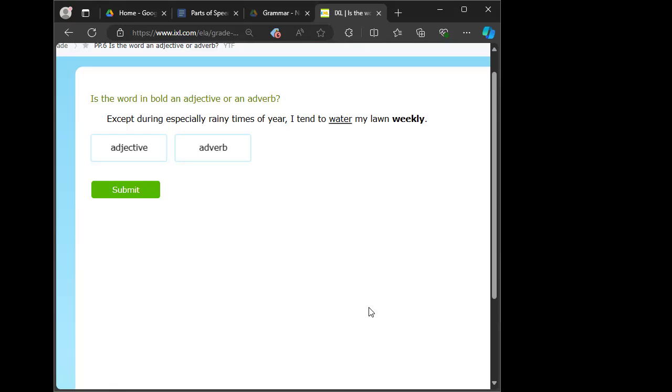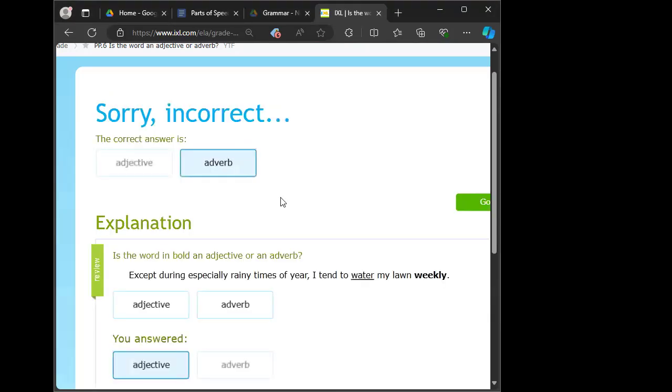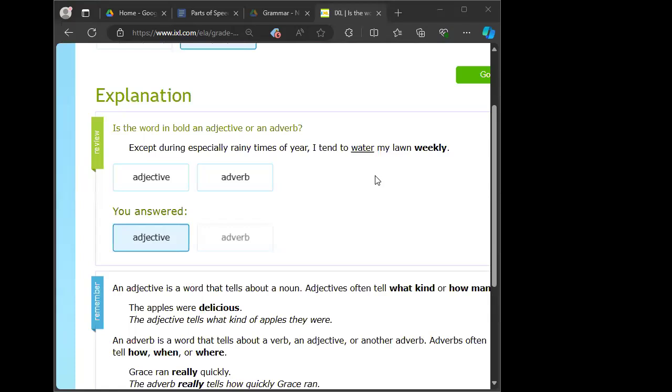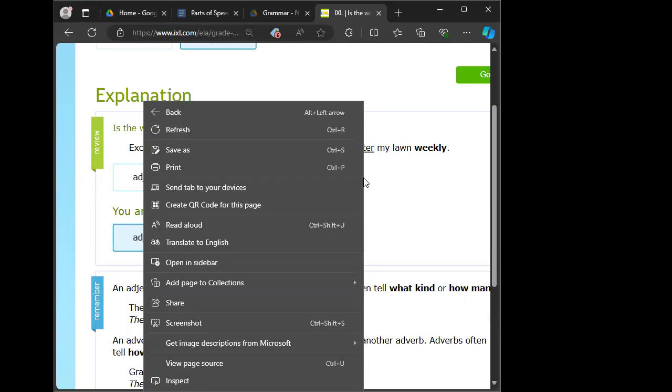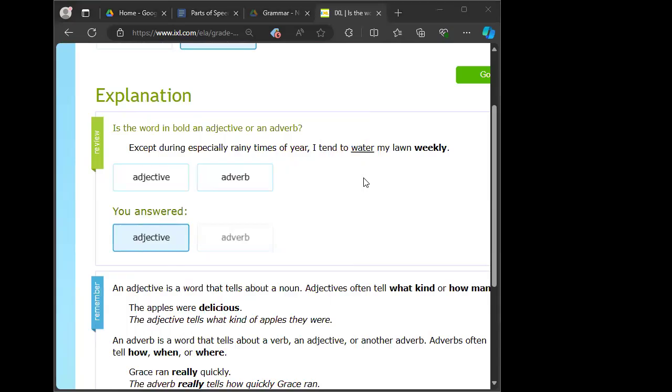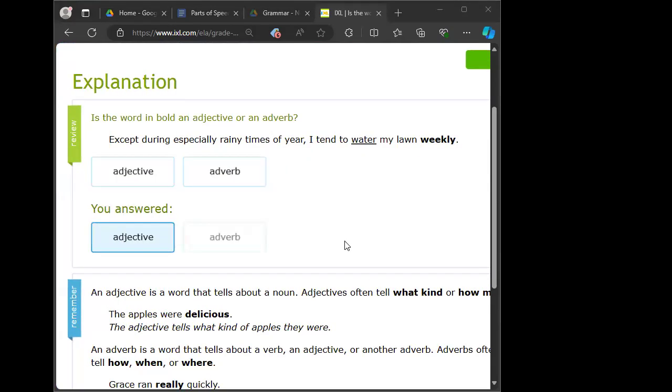Weakly is the adjective. I'm sorry, pardon? Weakly is the adjective. Water, in this case, is being used as a verb. Water could be a noun or it could be a verb. Like they're actually watering, in the process of watering.